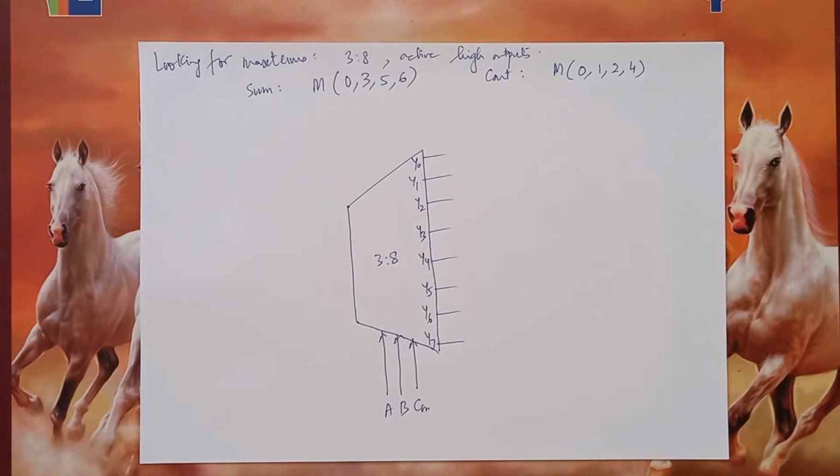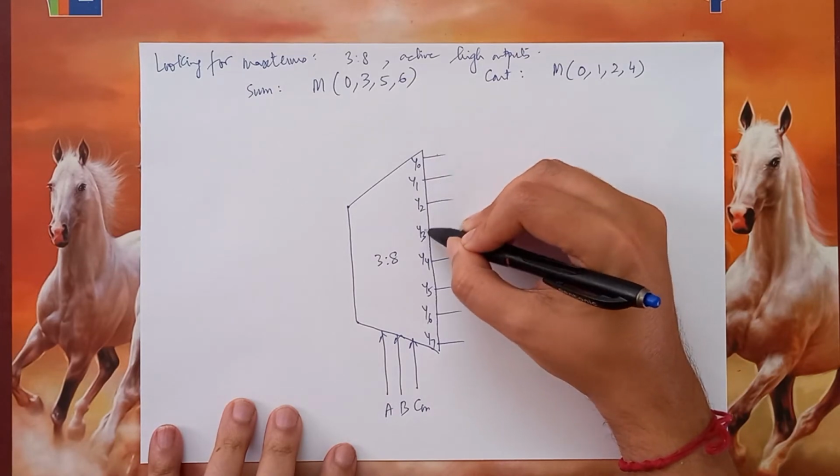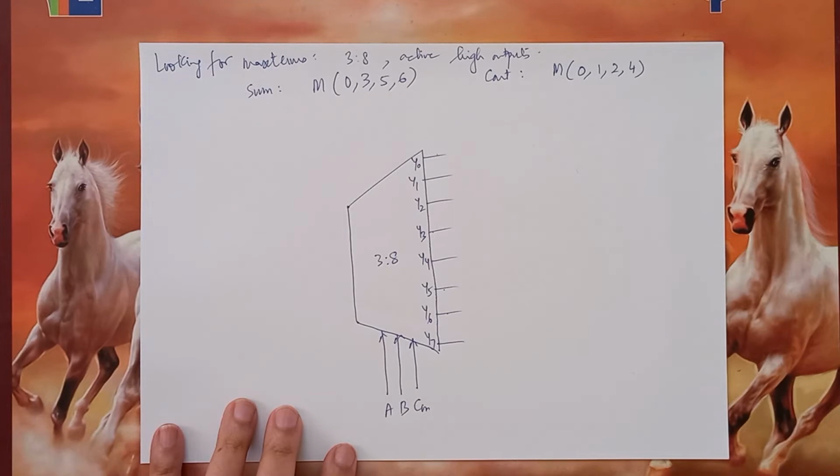Now comes the fun. We are looking for the max terms. So let us say for sum 0, 3, 5 and 6. So whenever any of these lines become activated, that is when they become 1, the output should go to 0. Because we are ultimately interested in the max terms. So therefore, the question now is, which gate gives a 0 when any of its inputs become 1? The answer is a NOR gate.